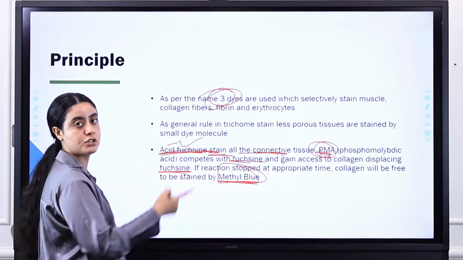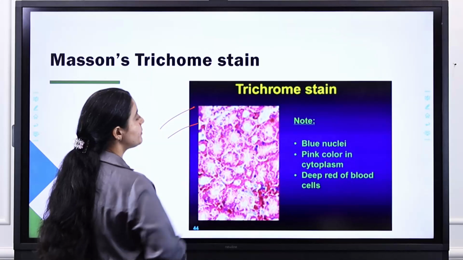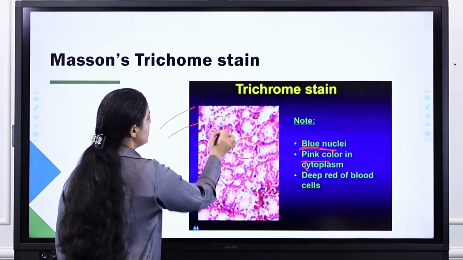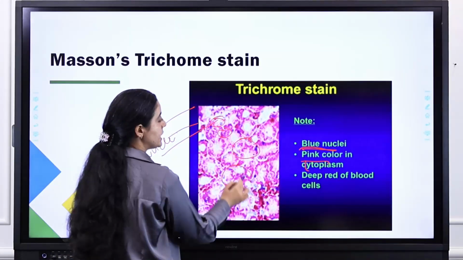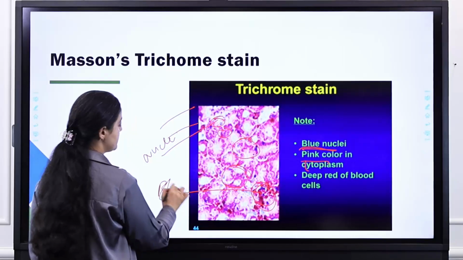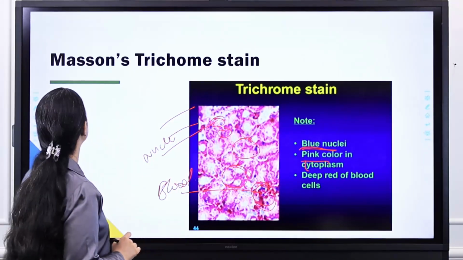It displaces the fuscin. Like this you can observe under the microscope. Blue nuclei, pink color: all the blue will be the nuclei, pink color will be the cytoplasm, and deep red area will be the blood cells. Like this you will observe under the microscope.